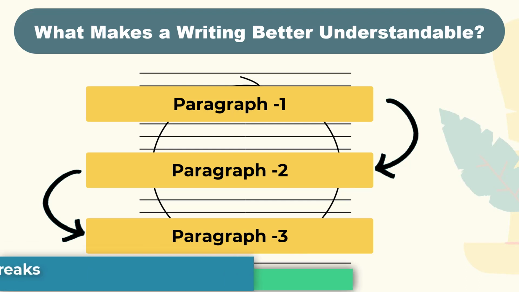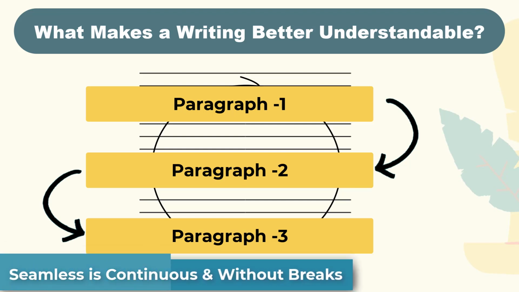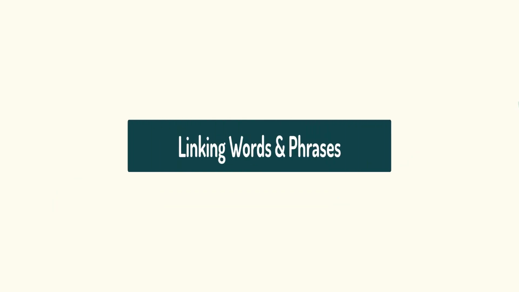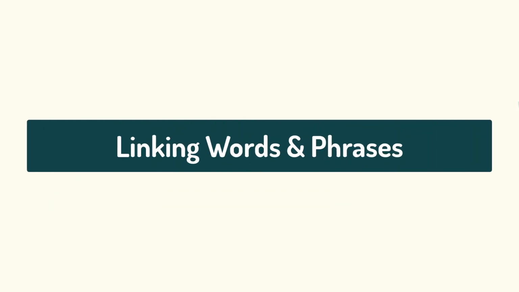Seamless means something continuous, without any spaces, interruptions, stops. One should naturally understand everything. To achieve this, we use some linking words and phrases. We shall go through a few of the linking words and phrases with their examples.